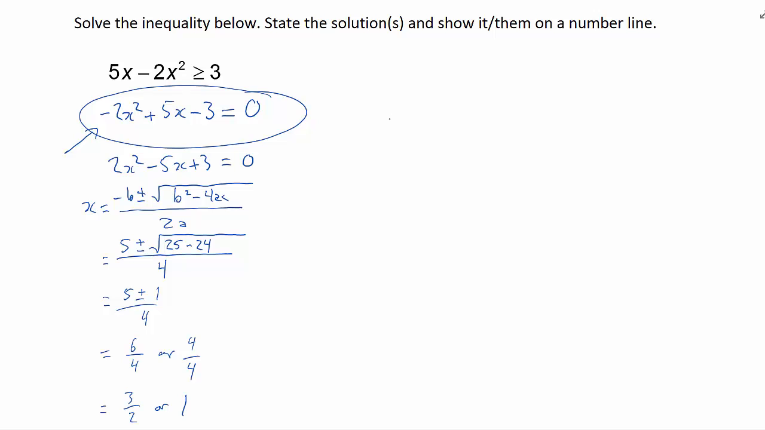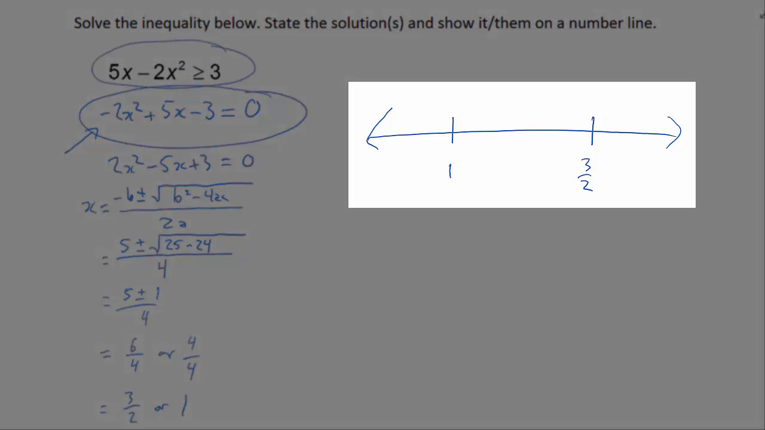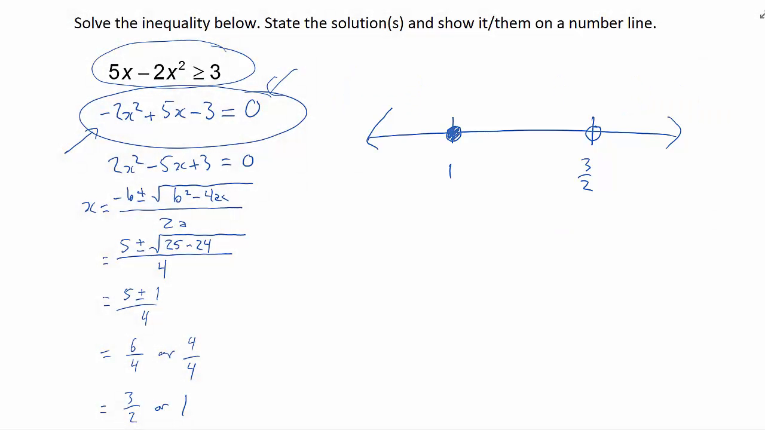So we know on the number line, I'm going to put circles here at 1 and at 3 over 2. Actually, I'm going to shade them in because the inequality is greater than or equal to. And now I'll pick some values in each of the three intervals here to test whether or not that interval is the solution for this quadratic inequality.